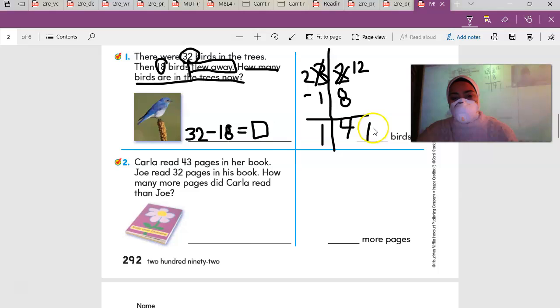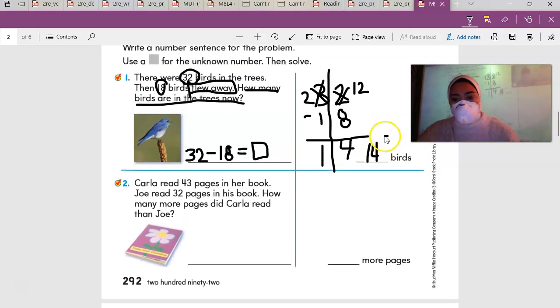So how many birds? 14. So then you're going to write 14 on the line here. And just for fun, you're going to circle or box it.